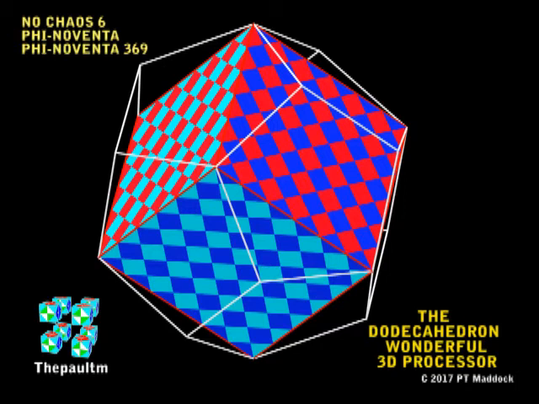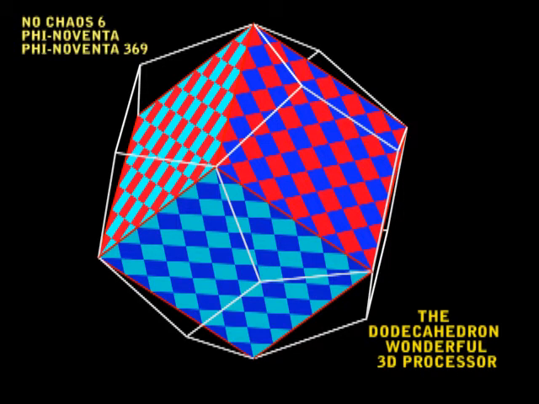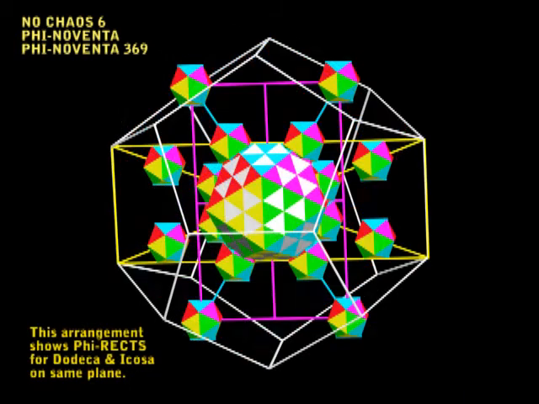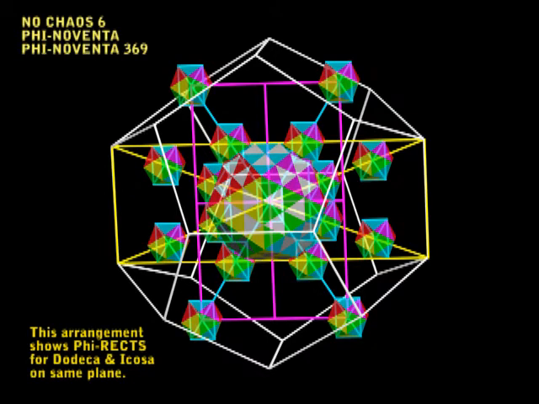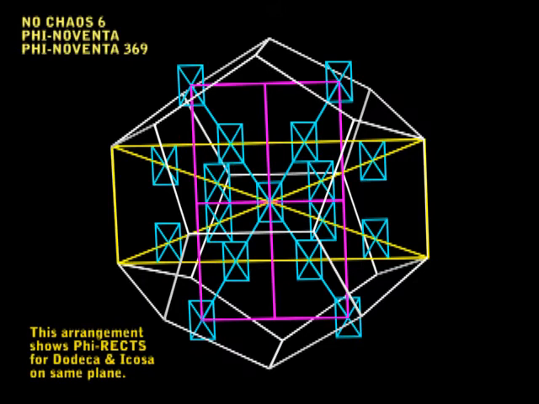In my last video, which I called No Chaos 5, there was a phi rectangle for the dodeca and a phi rectangle for the icosa, and they would work on the same plane. First I'll show the size 1 icosas and the size 3 icosas. And now I'll just show the outlines. And you can see that all them colored icosas were represented by just phi rectangles.